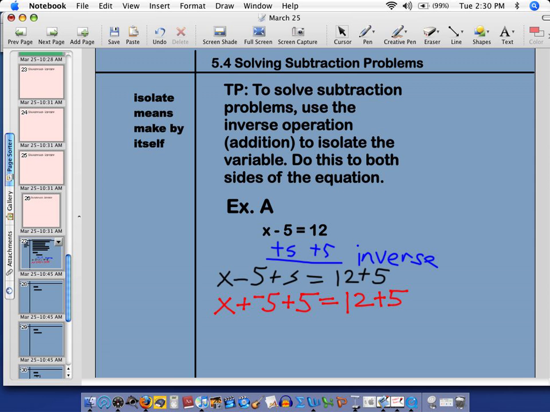Okay, using my highlighter, I am going to show you this is a zero pair. By zero pair, what that means is a number plus its opposite will always equal 0. So this is a 0, and I have the rest of the problem now. x plus 0 on one side of the equal sign, and over here 12 plus 5 is 17. The property of 0 is that anytime you add 0 to a number, it doesn't change itself. So x doesn't change, it's simply x is 17.